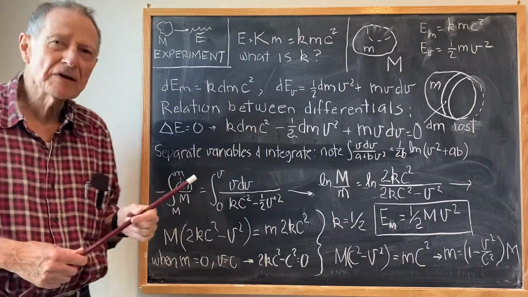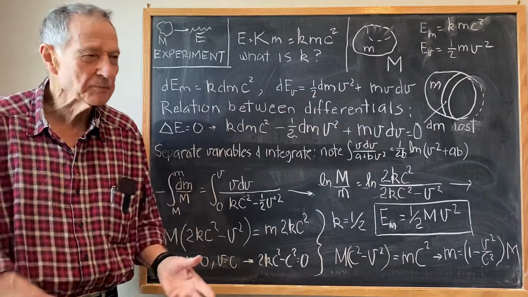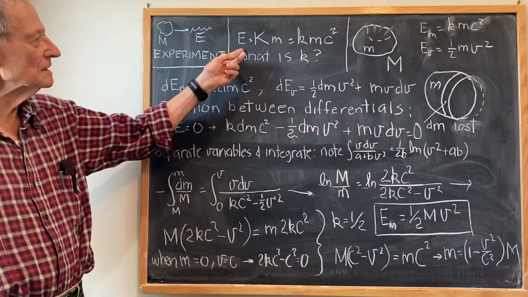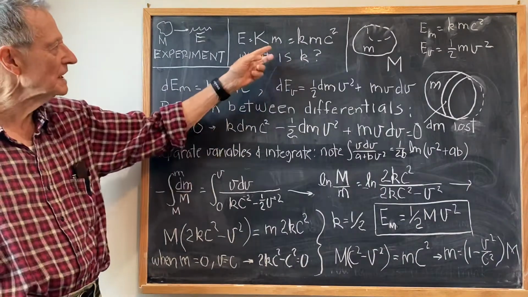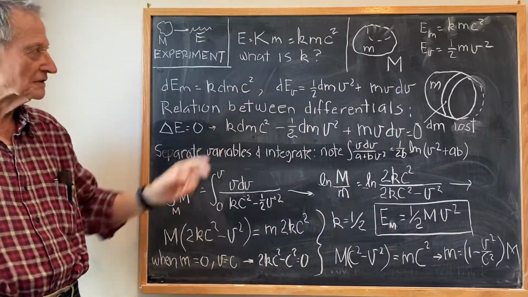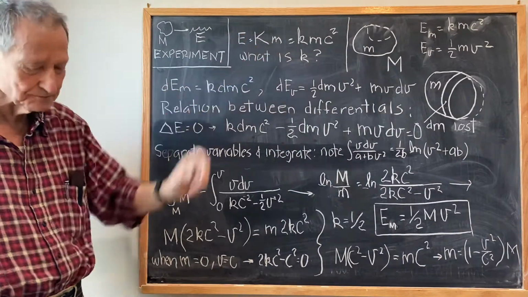it's very obvious and simple that the amount of energy is going to be a constant times the amount of mass. In other words, if you double the mass, you're going to get twice as much energy. So E is equal to K times M.